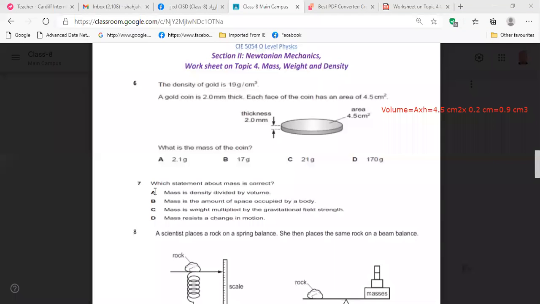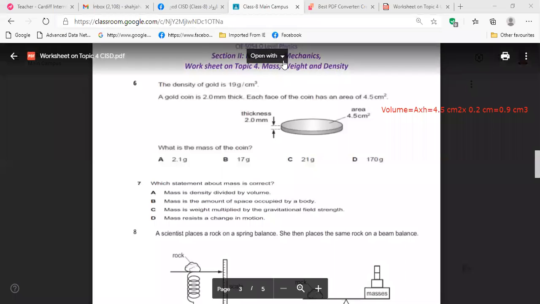Okay. Now question 7. Adrita, read question 7. Which statement about mass is correct? A, mass is directly divided by volume. B, mass is the amount of space occupied by a body. C, mass varies with change in motion. D, mass resists a change in motion. So what's your answer?